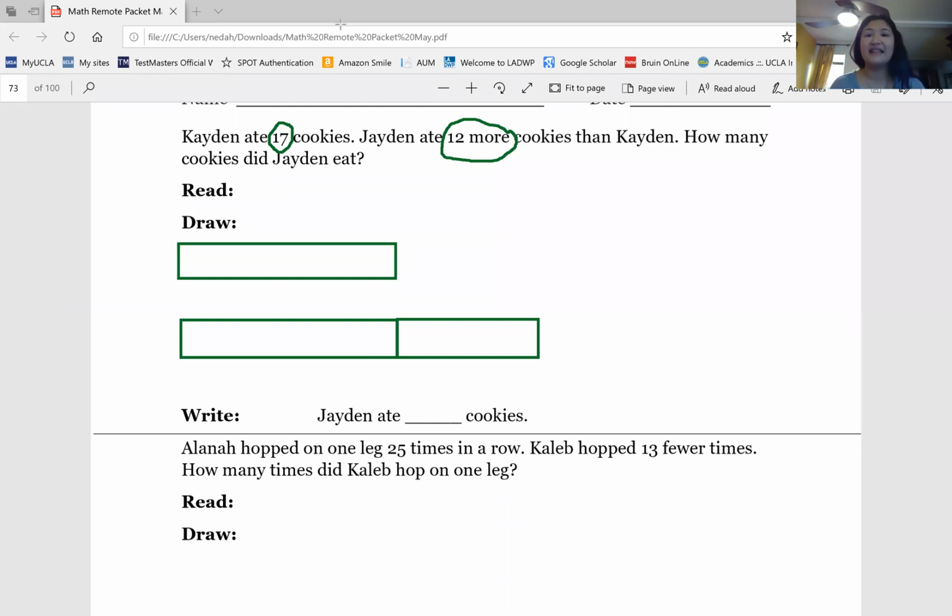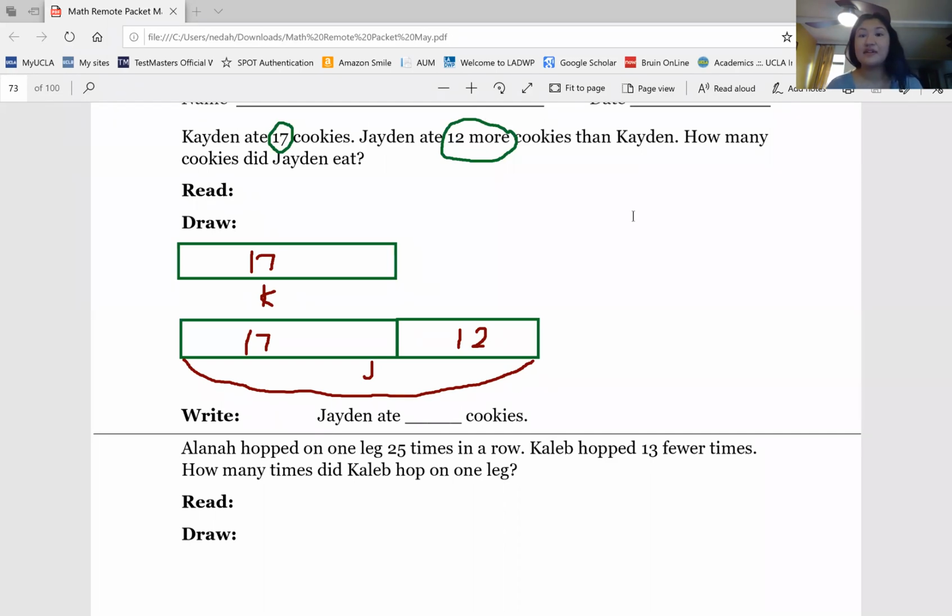Now we can go ahead and label our double tape diagram. So I'm going to draw 17 inside of this one for Caden. And then I know that this is also equal to 17 and then 12 more for Jaden. And I'm going to draw a big line at the bottom. And this line, probably somewhere right here, since I don't have that much space, is where I'm going to write my total of how many cookies Jaden ate.